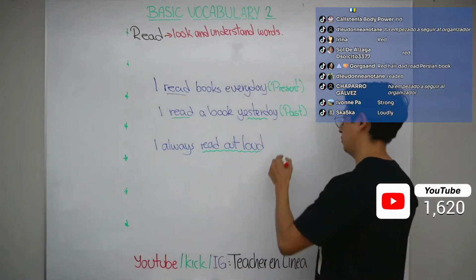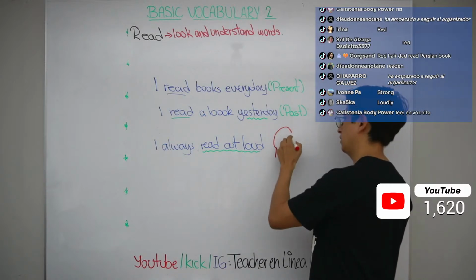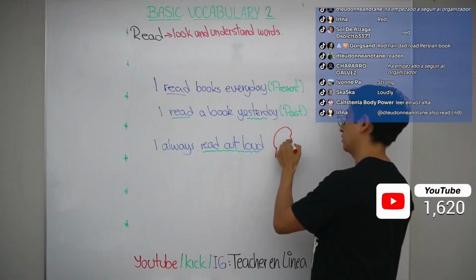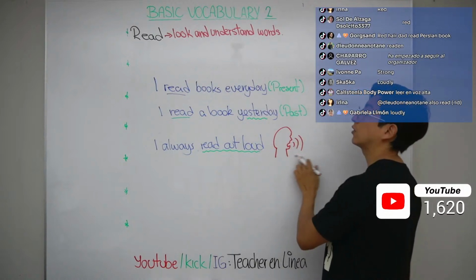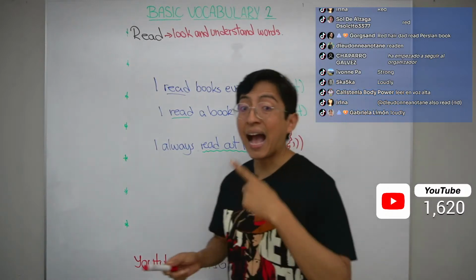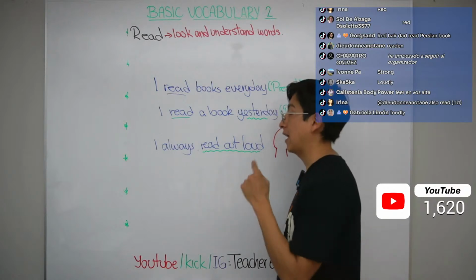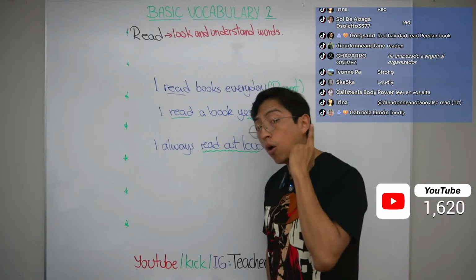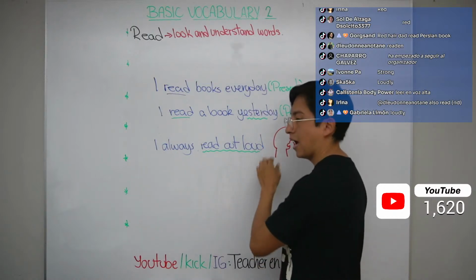Okay, I'm gonna draw a person here. Okay, this is a person. Oh my gosh, I have a terrible drawing. Okay, this person is reading out loud. Out loud. You have to read the words so others can listen to you. Yes, I read out loud.